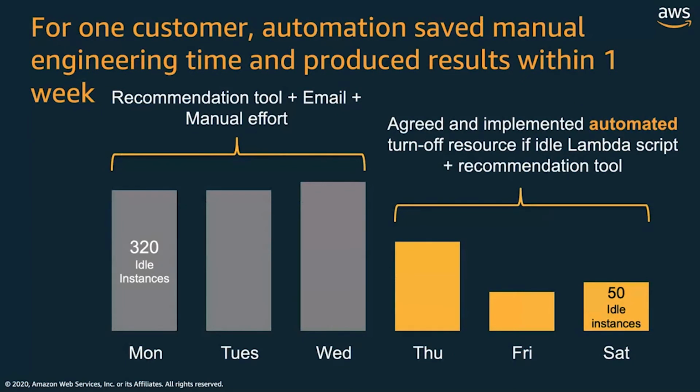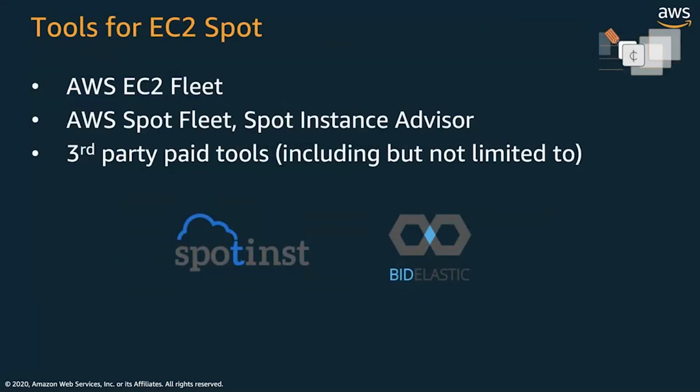So one customer, using the automation principles that we mentioned previously, was able to produce results within a single week. They were able to reduce, in this case, 320 idle instances down to 50 idle instances within 1 week, just by using the principles of the automated process for turning off resources using Lambda scripts. Now, I'm not going to talk about this in great detail at this stage because I actually walk through this at a later slide.